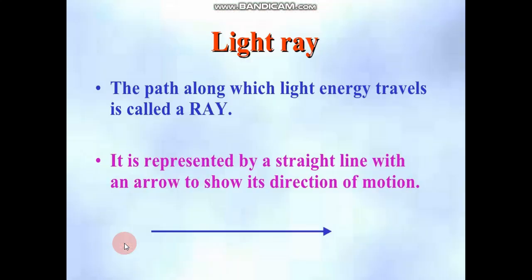Light ray. What is a light ray? The path along which light energy travels is called a ray, and it is represented by a straight line with an arrow to show its direction of motion.